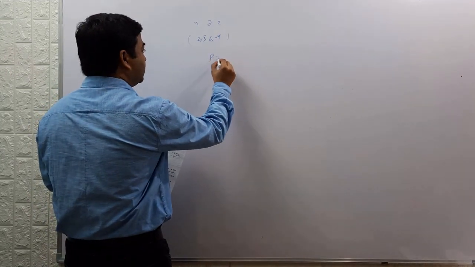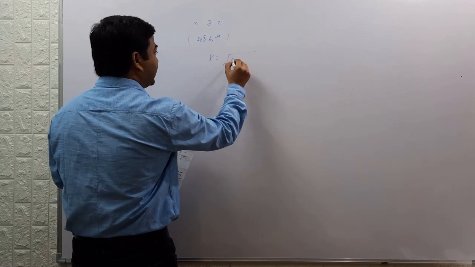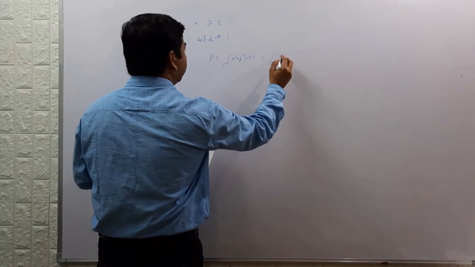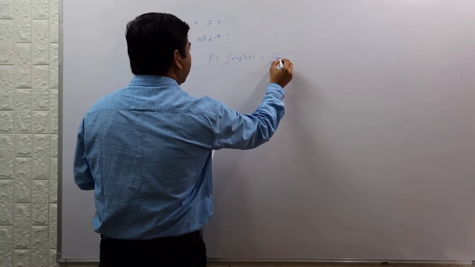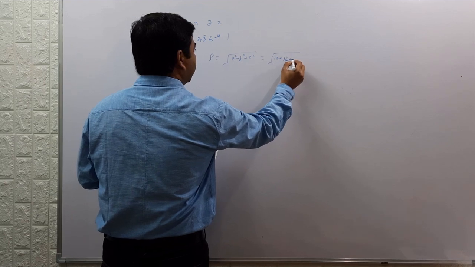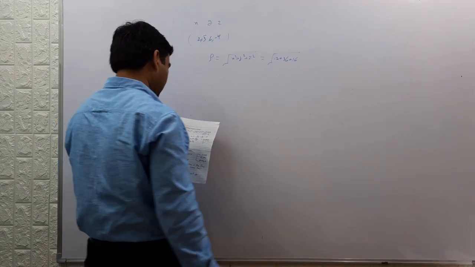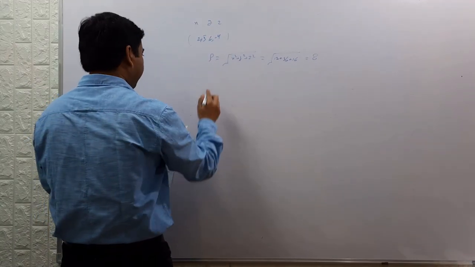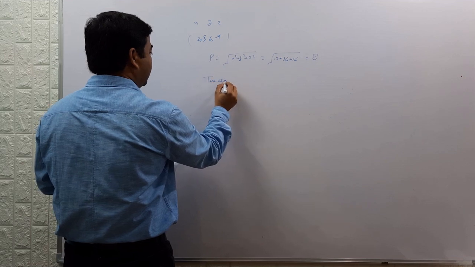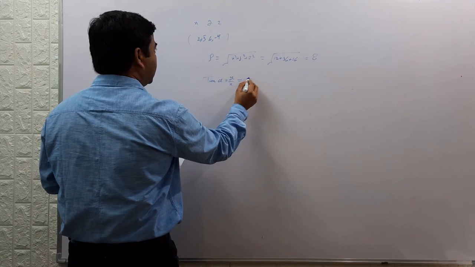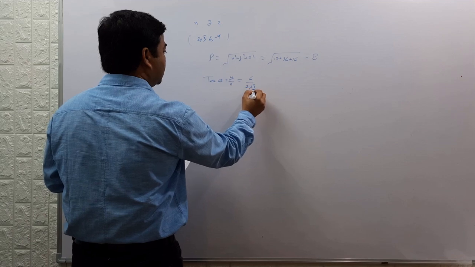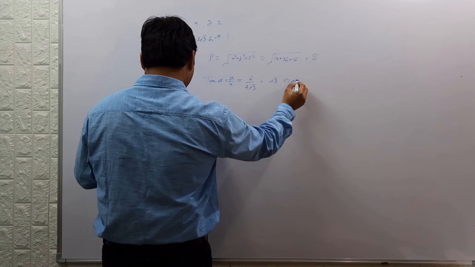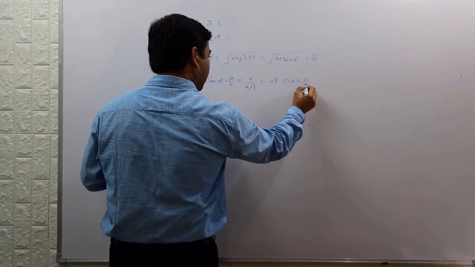In spherical, we know that rho is equal to under root x square plus y square plus z square, which is equal to under root 12 plus 36 plus 16. This is 8. Similarly, tan theta is equal to y by x, which is 6 by 2√3, which is equal to √3. This implies theta is equal to pi by 3.